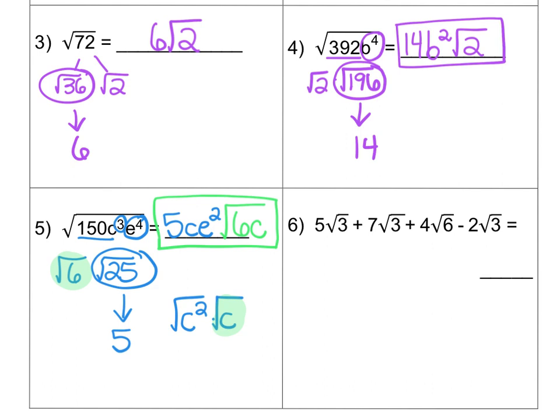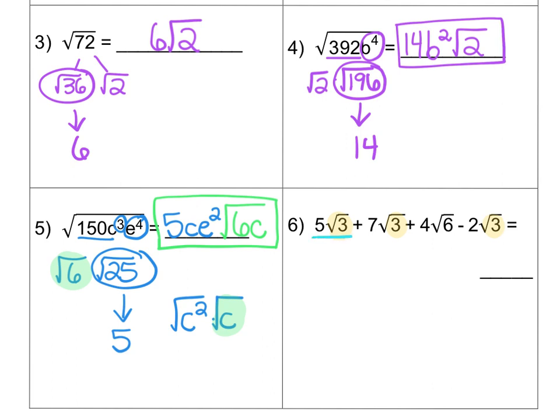So now I've got an addition and a subtraction problem. What I need to remember here is that I can only combine like terms. Anything with the square root of 3, I can combine those. Anything with the square root of 6, I can combine those.